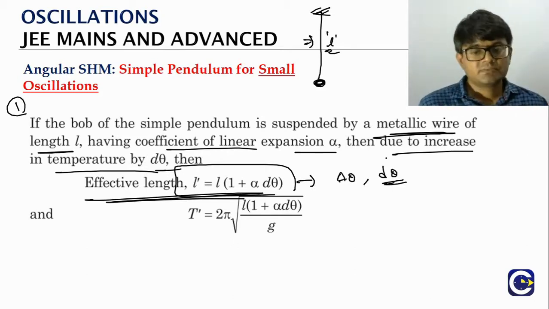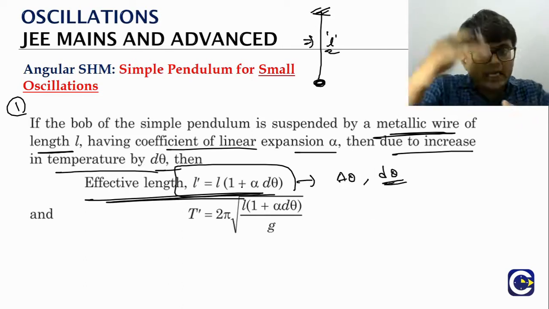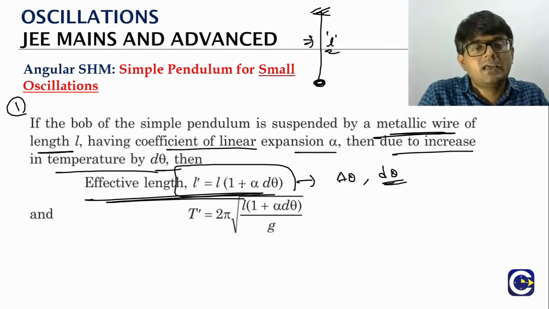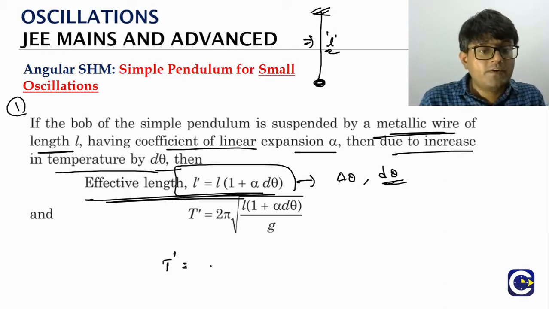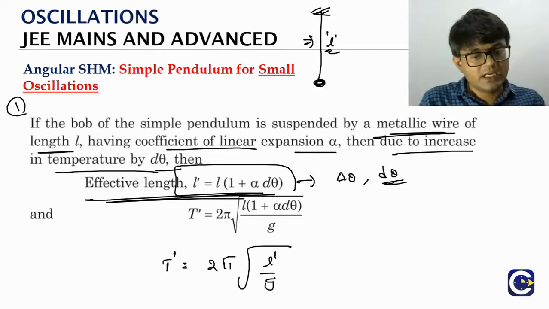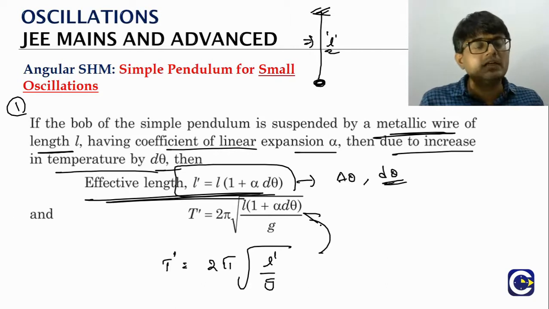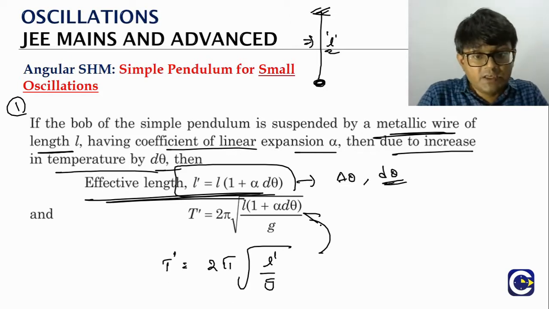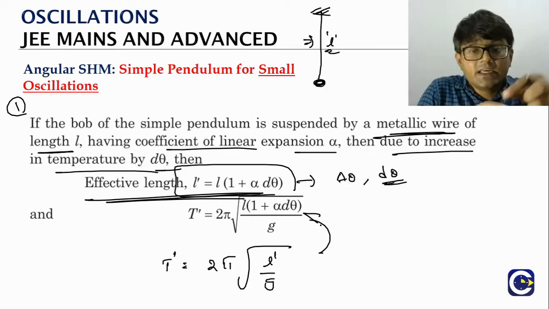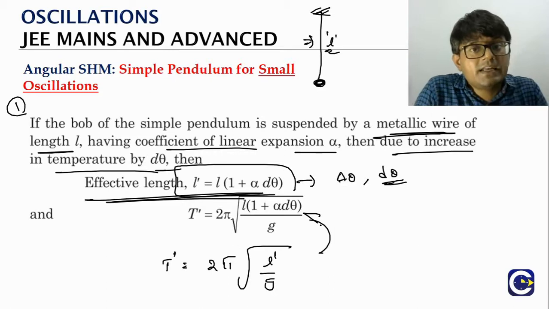So if the length is changing, then obviously if we have to tell the period of oscillation, what will we say? The new period of oscillation will be equal to 2 pi root L dash by g. That's it. L dash means L into 1 plus alpha d theta. So you can see, if you heat it, the length will increase, right? Increasing length will result in an increase of the time period.